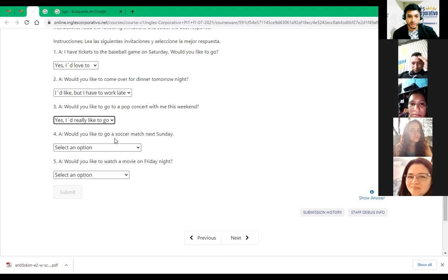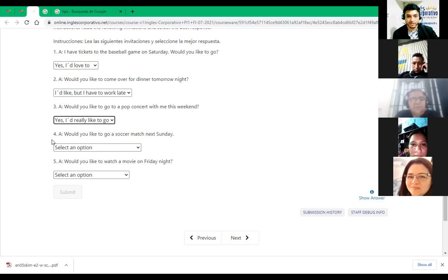Would you like to go to a soccer match next Sunday? What is missing here in number four? What is missing? ¿Qué le falta a esta pregunta? The question mark, right. Because it's a question, we need a question mark. Otherwise, it's a simple sentence that doesn't have a meaning because the question mark is missing. So we add the question mark and we turn that into a question. Would you like to go to a soccer match next Sunday?